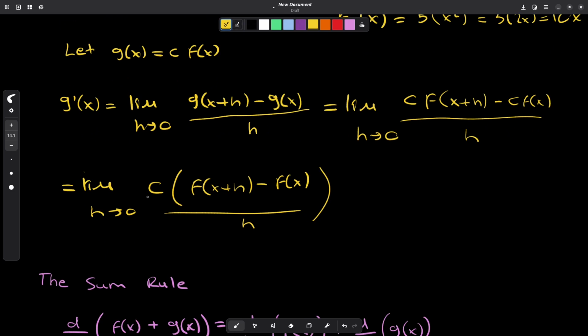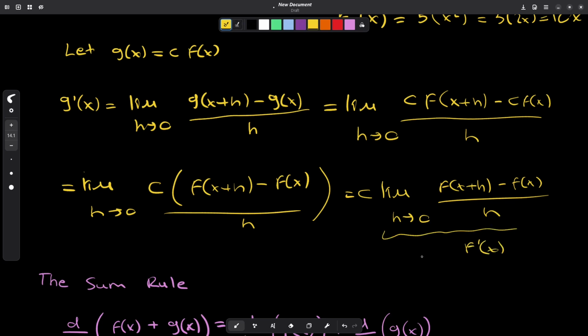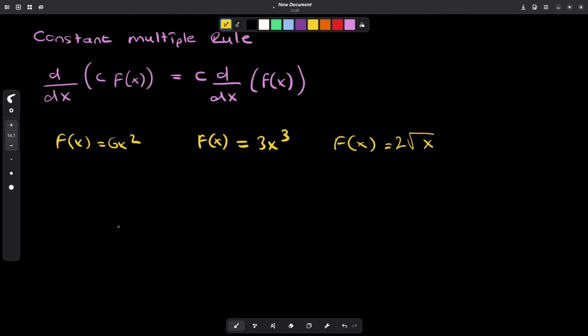Our limit rules, we learned the limit properties, right? We can take the c out, so this will give us c times limit h approaches 0, f(x plus h) minus f(x) over h. And this is the definition of the derivative of f, right? So therefore, we will say this is equal to c times f derivative of x. Let's do some simple examples.